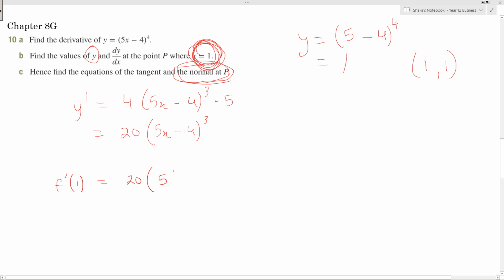25, and I sub 1 in. 5 times 1 is just 5, minus 4, all cubed, and that's going to equal 20. 5 minus 4 is 1, 1 cubed is 1, 20 times 1 is 20. So my gradient is 20.